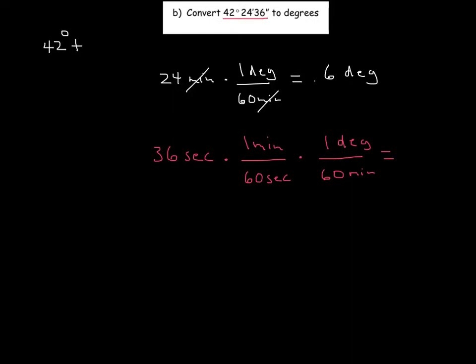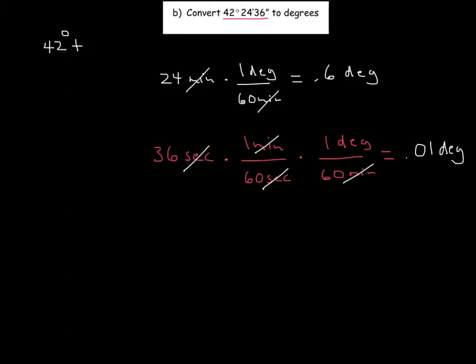So you end up getting 36, so actually the seconds will cancel and the minutes will cancel, and you end up getting an answer in degrees. And that answer is going to be 0.01 degrees.